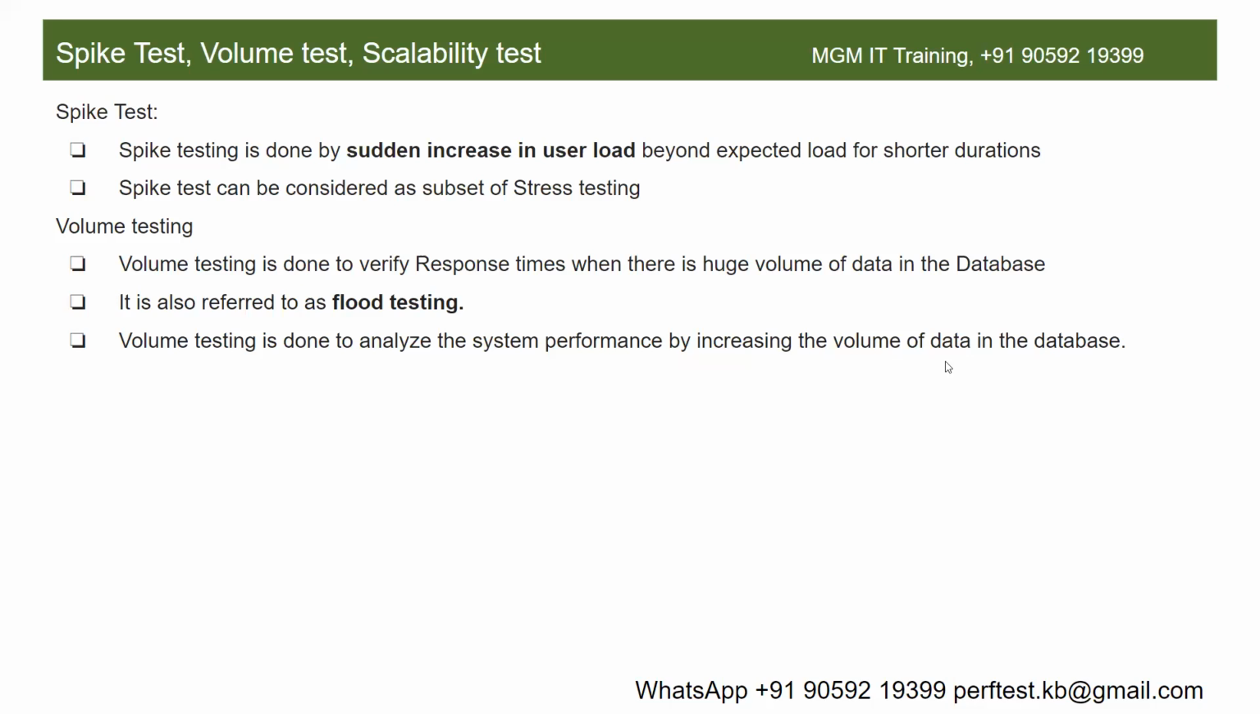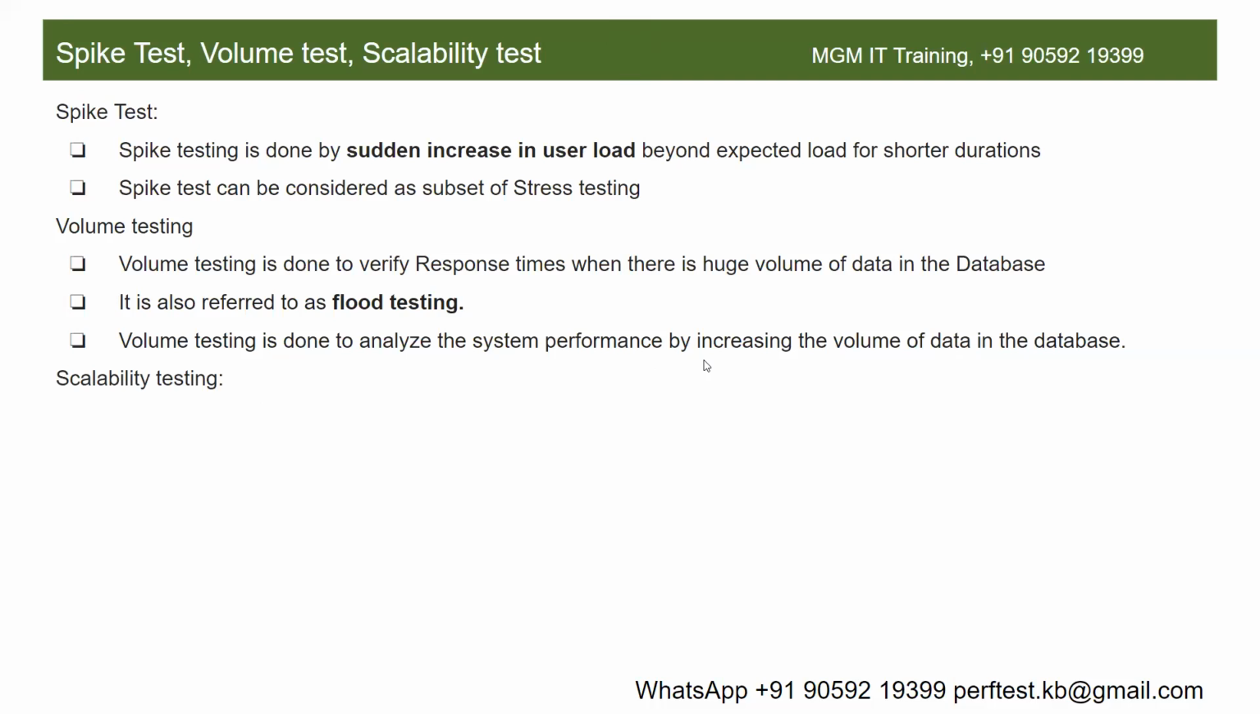After a few days, there will be a large volume of data in the database. There will be lakhs of records in the database, yes or no? Now the database performance or the application performance may degrade when there is a large volume of data. When there is less volume of data, it is easy to search for data in the database. If you run a search query, it will be faster than with a huge volume of data. So volume testing is done to analyze the system performance when there is a huge volume of data in the database.